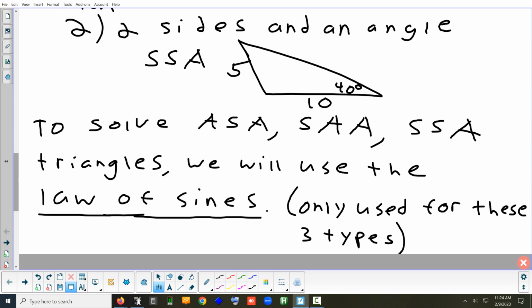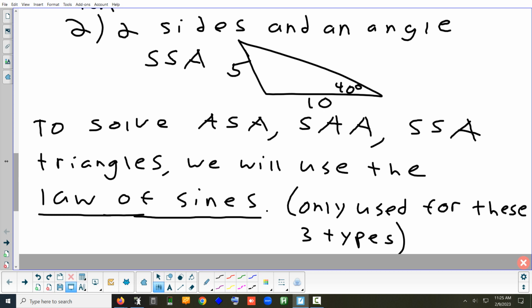Angle angle angle wouldn't be one of them, because if I just told you I'm thinking of a triangle and all the angles are 60, 60, and 60, tell me the size of the sides. It could be anything. So in order to solve any problem, you always have to know at least one side, sometimes two, or in the case we'll look at when we do law of cosines, all three. You always need three pieces of information, and a minimum of one of them has to be a side.